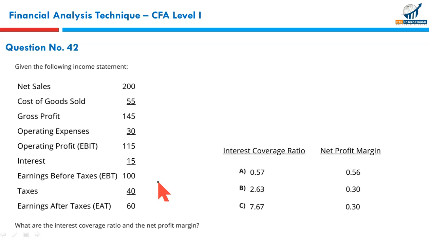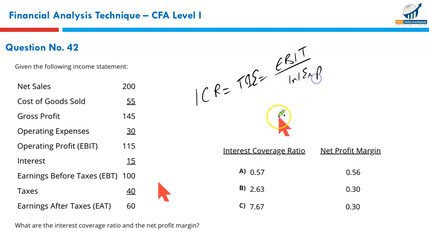A it is. Next. What are the interest coverage ratio? Interest coverage ratio, also called the times interest earned, is equal to earning before interest and tax upon your interest expense. As simple as that. And we need net profit margin also, no big deal. Earning before interest and tax is 115. Okay. What is the interest expense? Interest expense is 15. Here it is.